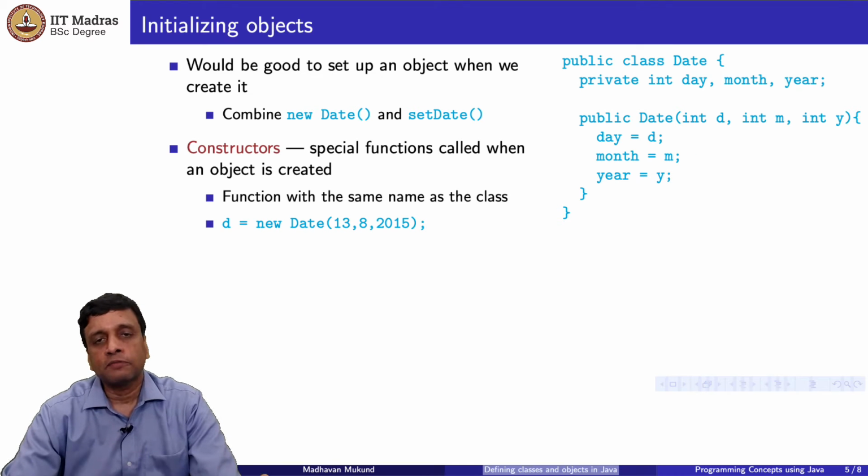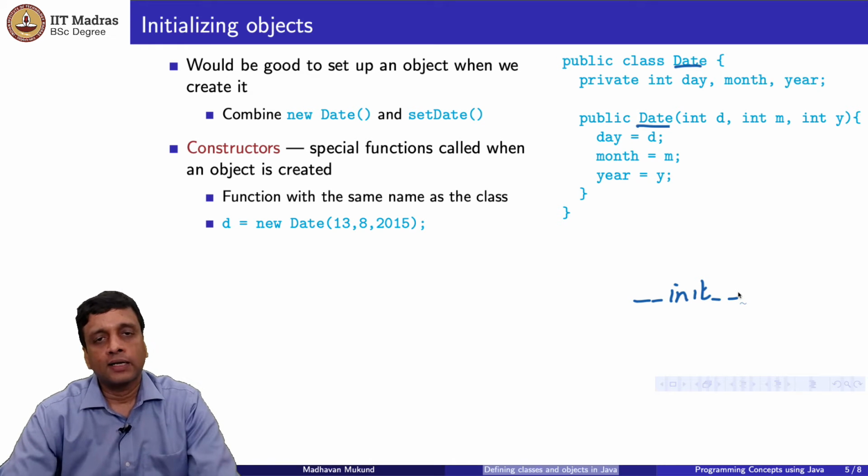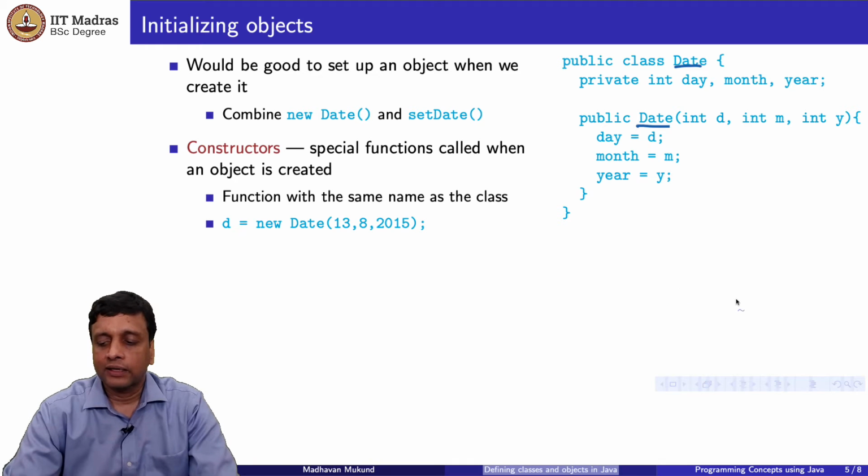This is done through some special functions which are defined inside the class called constructors. In Java, the constructor is given the same name as the class. If you remember in Python, the constructor is called init. There's a special function in Python called init, which is called when the class name is used to create an object. In Java, the convention is to use the name of the class itself. This function doesn't have any return value. Its only purpose is to set up the values when the object is created.